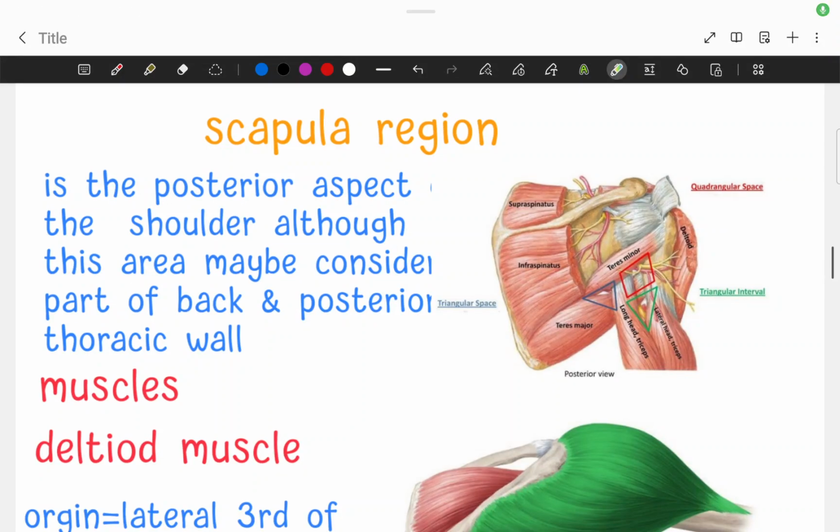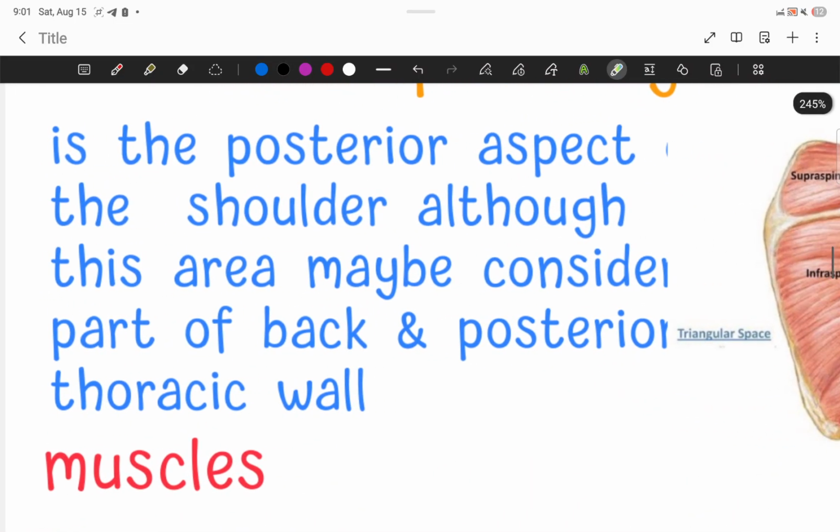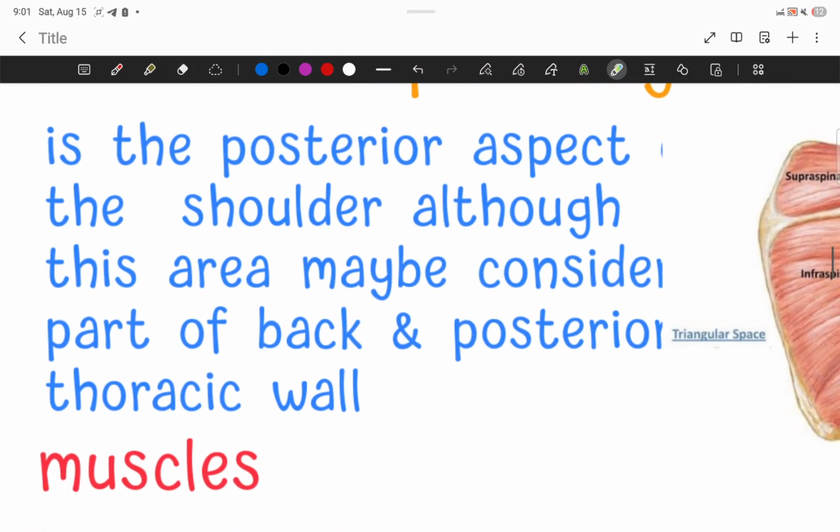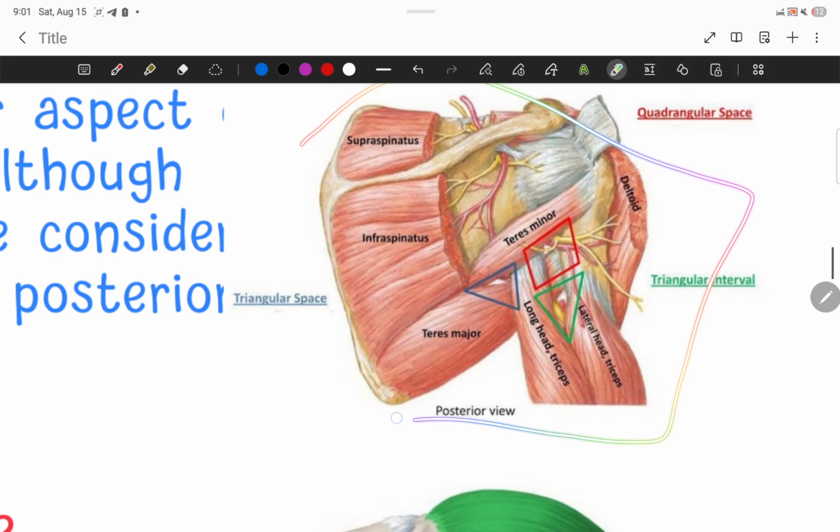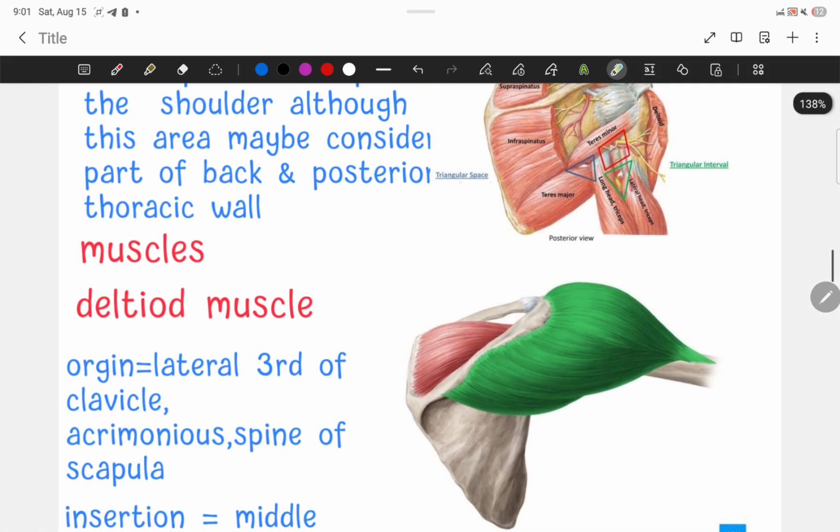Hi guys, welcome back. This time we talk about the scapular region. The scapular region is the posterior aspect of the shoulder. Also, this area may be considered part of the back and posterior thoracic wall. This is the scapular region, and we talk about it in detail.